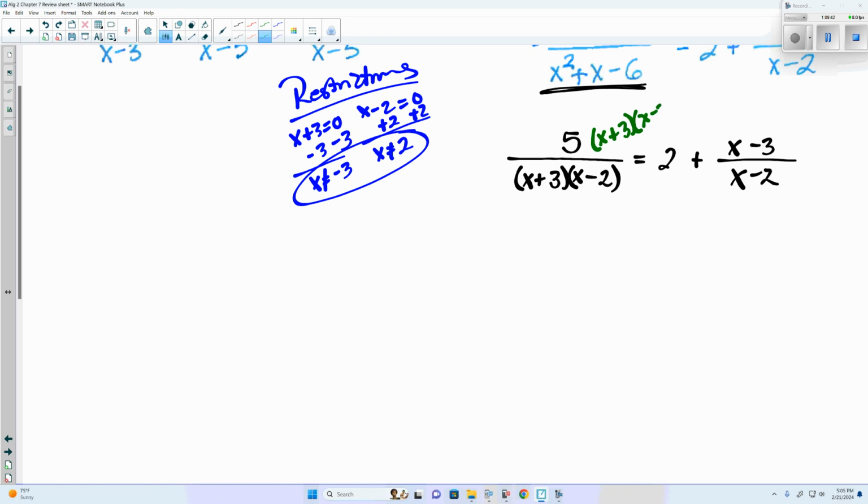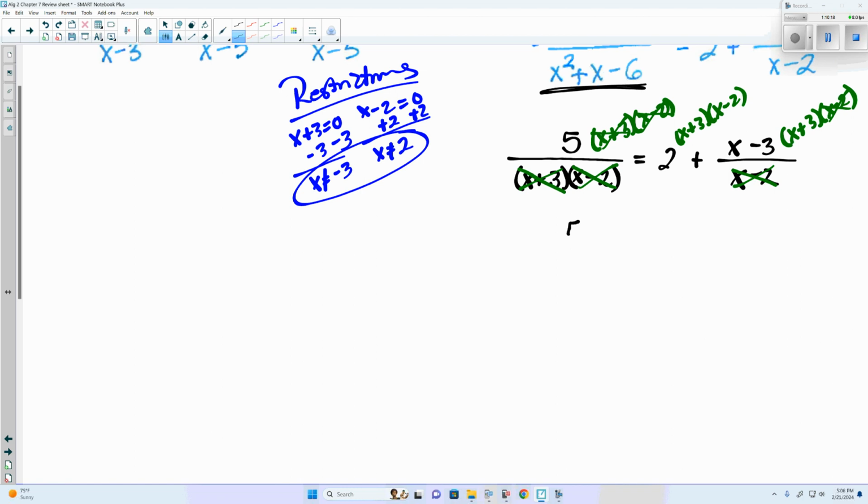At this point here, we can multiply everything by the x plus 3, x minus 2, and go from there, because we're wanting these to reduce and help us solve. And here, x plus 3 cancels. X minus 2, x minus 2. Nothing cancels with our 2 in the middle, but our x minus 2 and x minus 2 cancel.